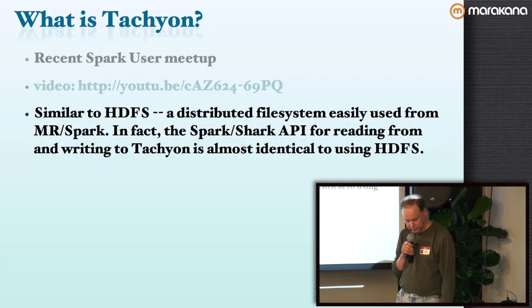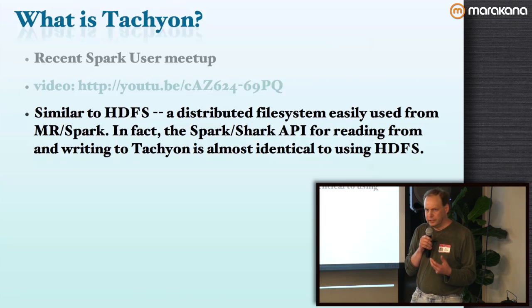If we want to continue to do our comparisons here, you can think of it as similar to HDFS. It's a distributed file system that's easily used from MapReduce jobs, Hadoop jobs, or from Spark. In fact, the Spark and Shark API for reading and writing to Tachyon is essentially identical to writing into HDFS. So you can write a job that reads and writes from HDFS, change just a couple of lines, and you're going to be reading and writing from Tachyon.